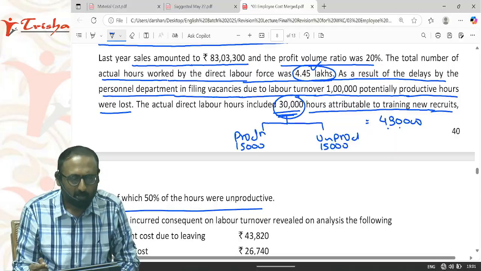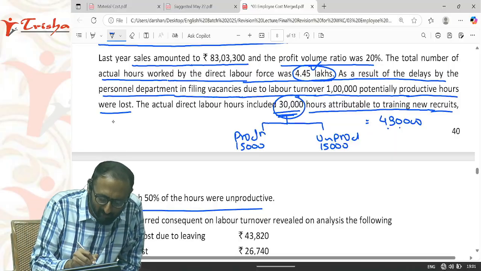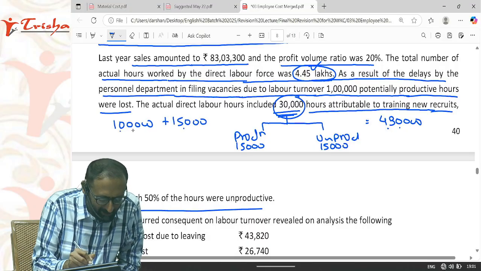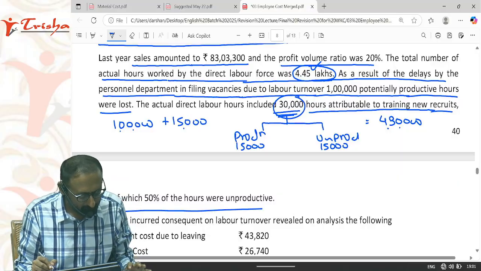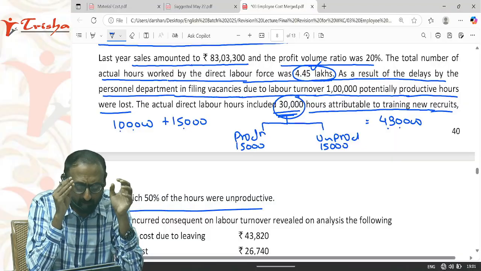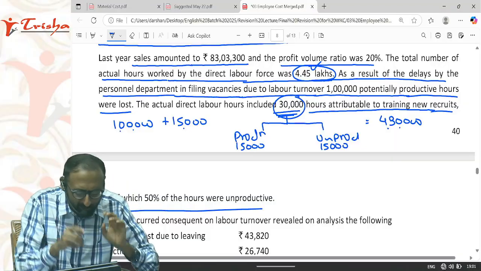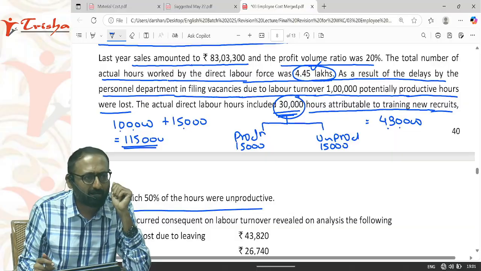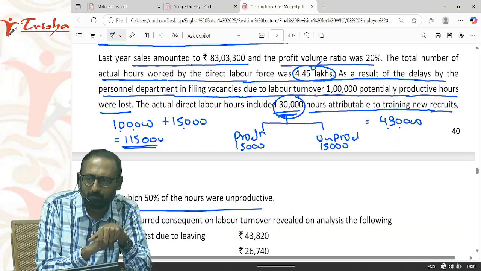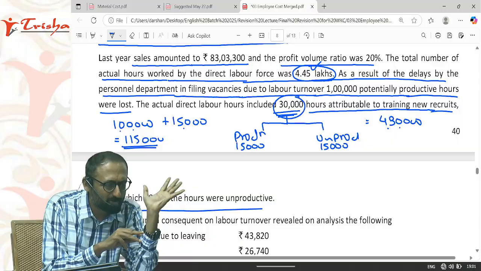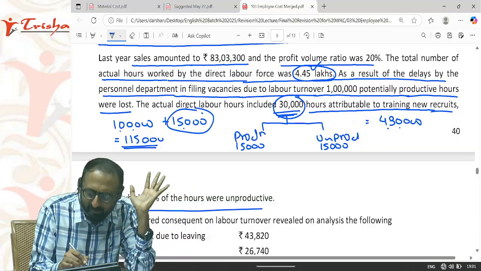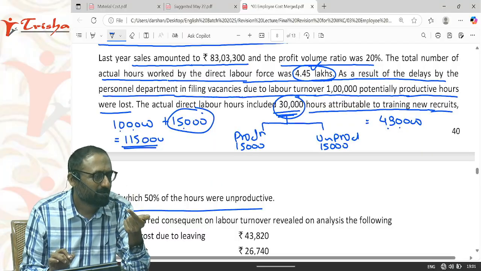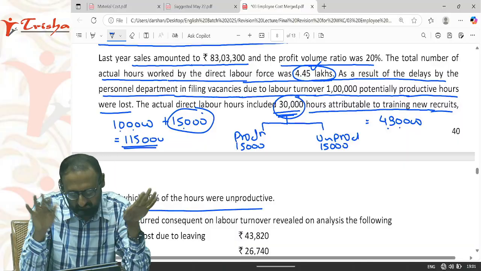How much total hours lost? Total hours lost will be 1 lakh plus 15,000. Explain what is that 1 lakh and what is that 15,000. Total 1 lakh 15,000 hours lost, wastage in the last year. What is that 1 lakh? Delay in filling up the vacancies. That's why production not possible in that 1 lakh hour. And what is this 15,000 hours? Unproductive time during the training period. So total 1 lakh 15,000 hours lost.